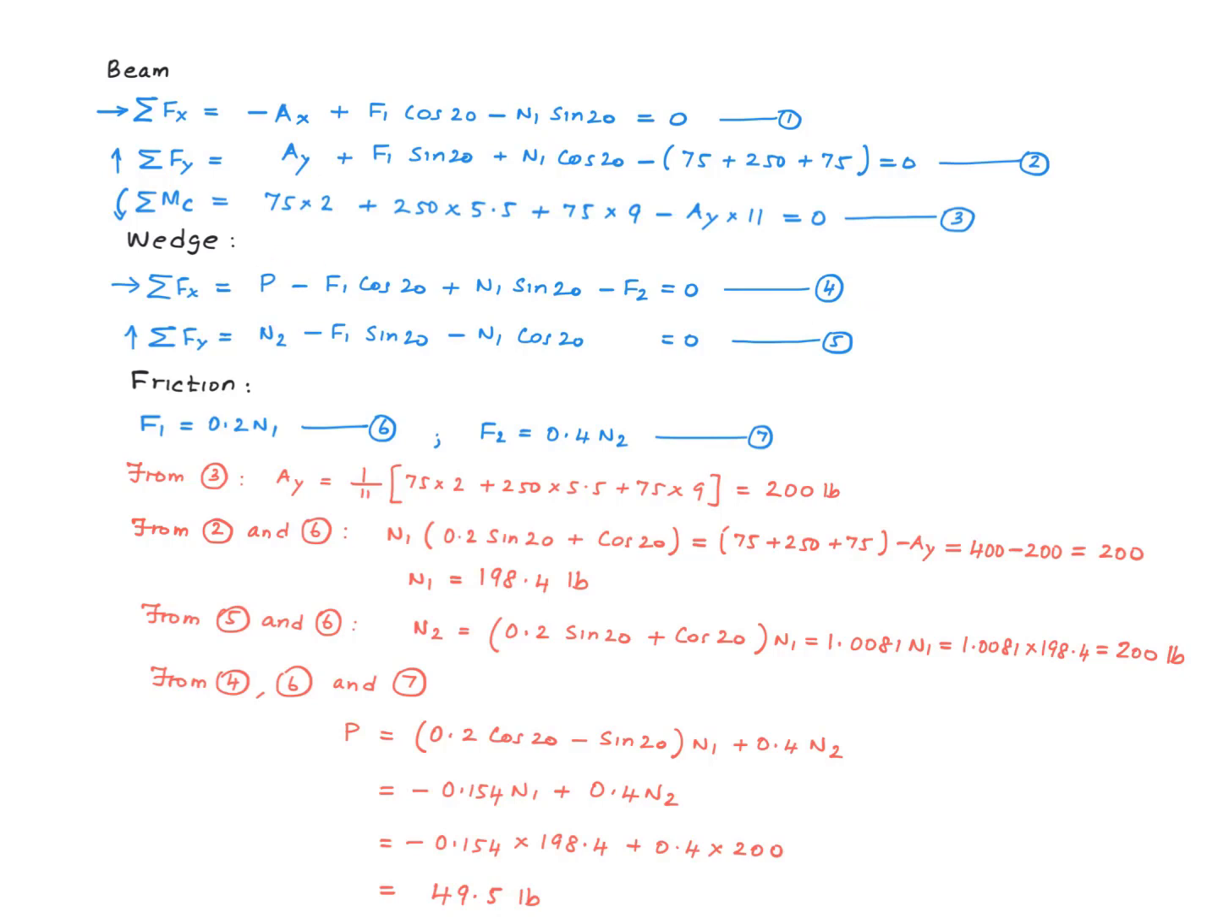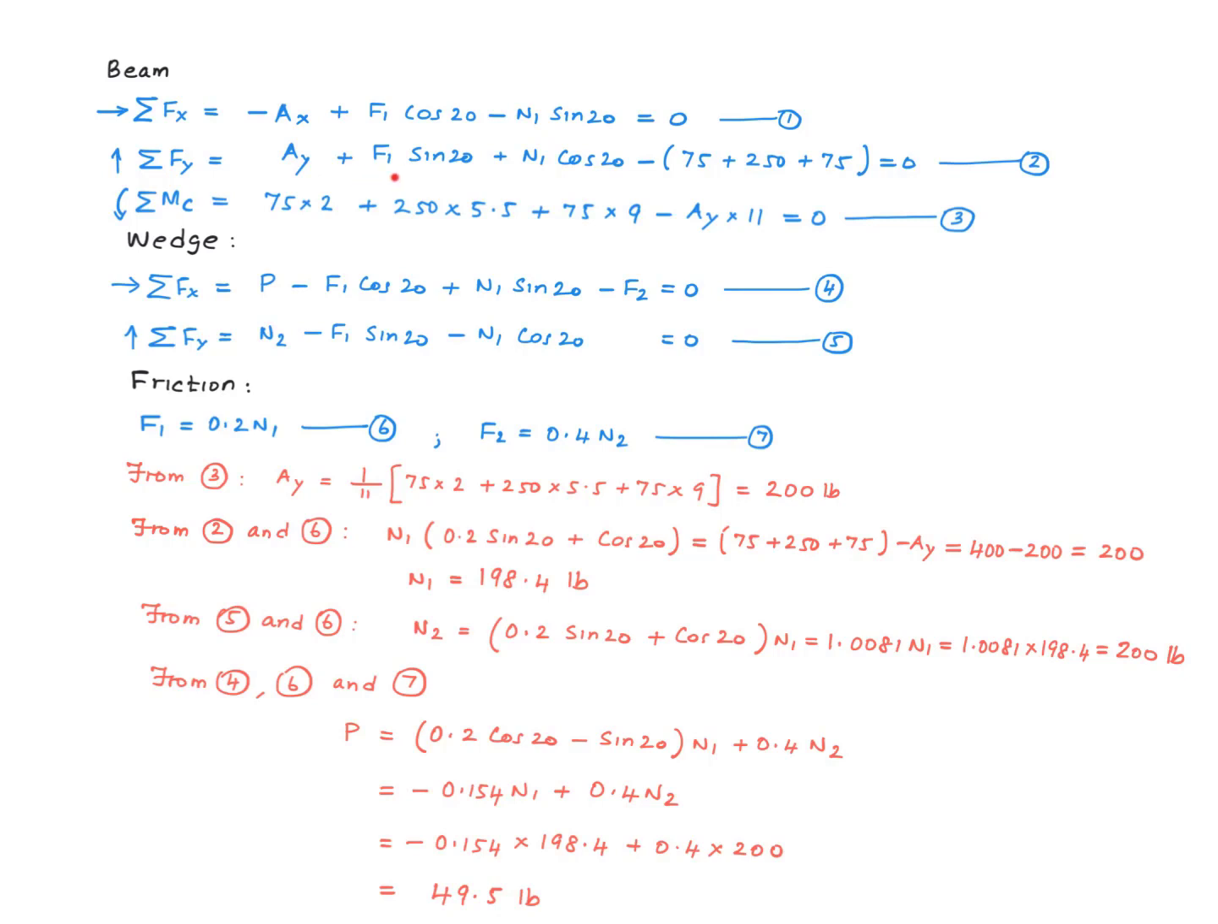Once again, I need to use the friction equation to relate F2 to N2. So it seems like I don't really need equation 1 at all to answer the question here. But of course, if I want to find a value for Ax, I need to use equation number 1, right? All right, let's briefly go through this. Here is Ay evaluated from equation number 3.